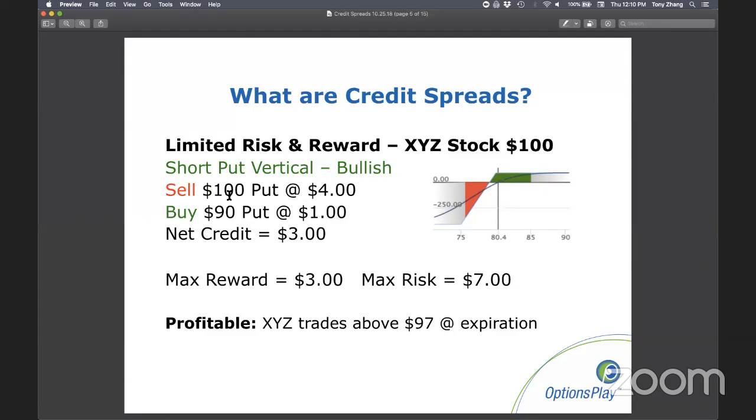Now, this is an interesting strategy because most other strategies require you to have a directional view on the underlying stock. With credit spreads, you don't need a strong directional view, because this trade will be profitable as long as XYZ stays above $97. That means if XYZ stays exactly at $100, this will be profitable. If it goes up to 102, it'll be profitable. If it goes up to 105, it'll be profitable. If it goes down to 98, it will also be profitable. The only time it's unprofitable is if it goes below 97. So you have a lot of scenarios where this trade will be profitable at expiration.